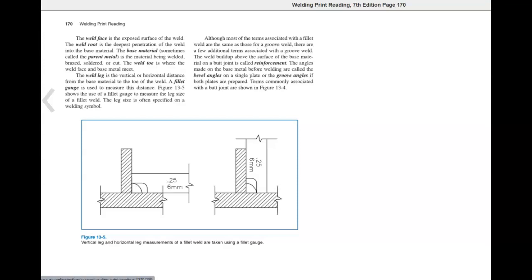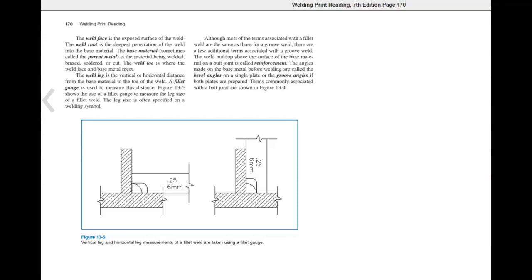The weld leg is the vertical or horizontal distance from the base material to the toe of the weld. A fillet gauge is used to measure this distance. Figure 13-5 shows the use of a fillet gauge to measure leg size on a fillet weld. The leg size is often specified on a welding symbol.